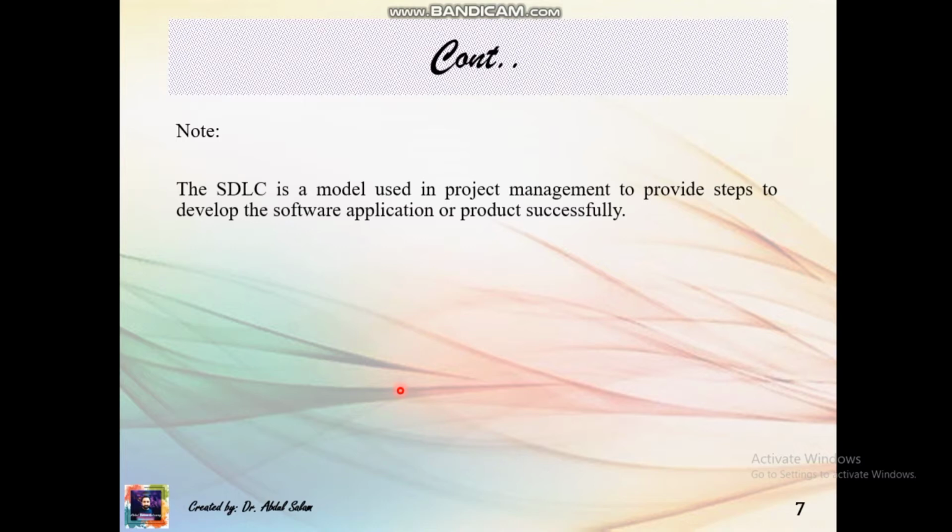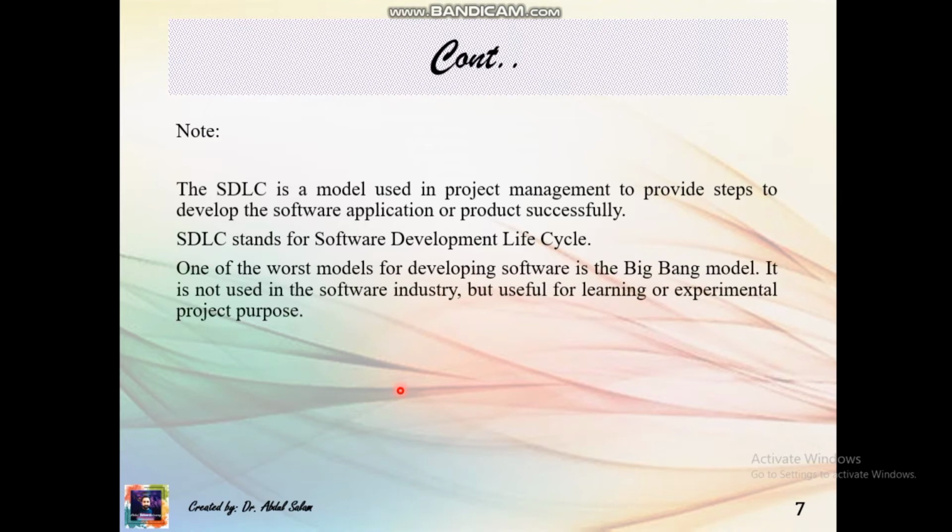Note that the software development life cycle is a model used in project management to provide steps to develop a software application or product successfully. SDLC stands for Software Development Life Cycle. One of the worst models for developing software is the Big Bang model. It is not used in the software industry but is useful for learning and experimenting purposes. Basically, it is used by beginners.